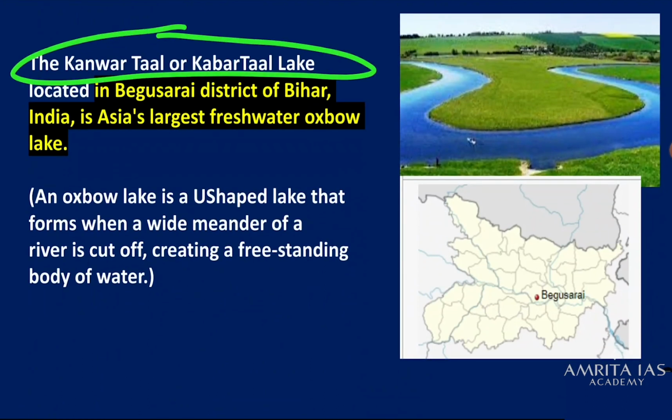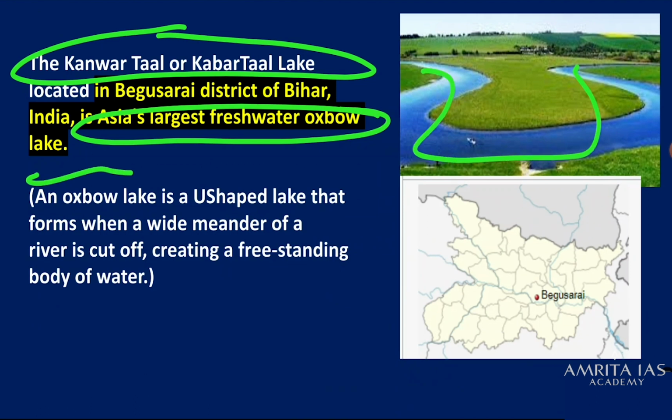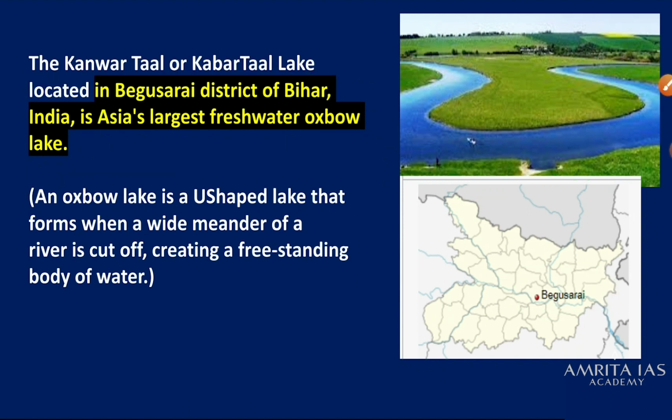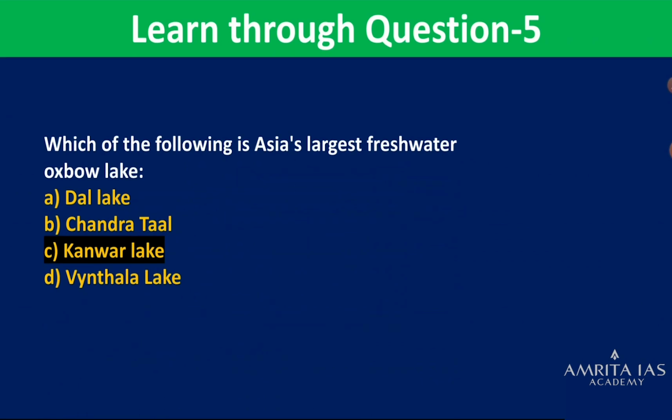So Kanwar Lake or Kabar Lake, it is Asia's largest freshwater oxbow lake. Oxbow lake, so I think you remember, these are landforms of running water, right? That is called depositional landforms, right? Okay, and it is situated in the Begusarai district, from where Kanhaiya Kumar fought the election, very famous. So answer is Kanwar Lake.